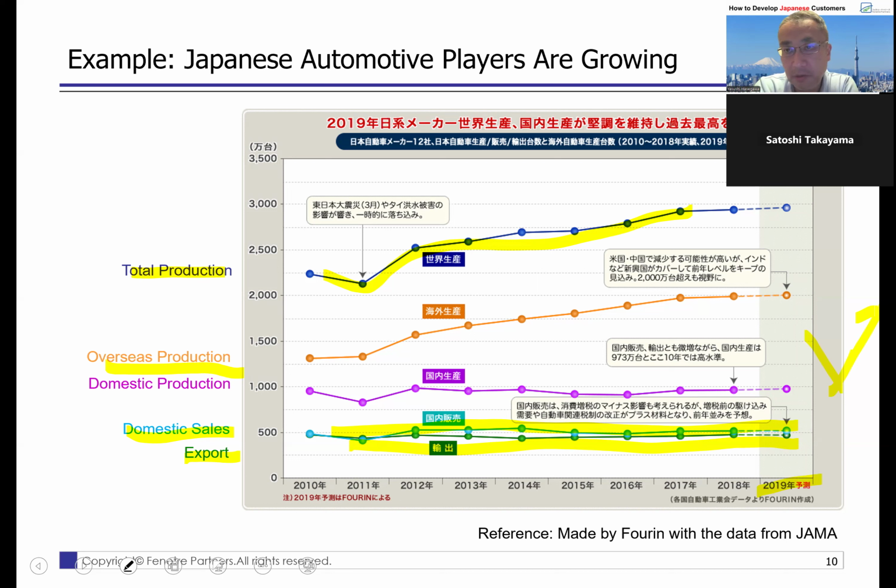This trend hasn't changed. So when you focus on the growth of the domestic market of Japan in any industry, usually the growth rate is almost zero or sometimes negative. However, if you focus on Japanese manufacturers, your potential customers, many of them are growing by global expansion and export. So when you think about a market entry into Japan, you should not focus on the domestic economy, but on your potential customers who might be rapidly growing by global expansion and export.